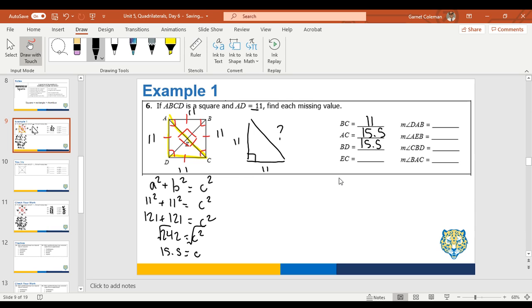And like I said earlier, EC is half of that. So half of 15.5 is 7.75. Perfect. So now we have all that filled in.